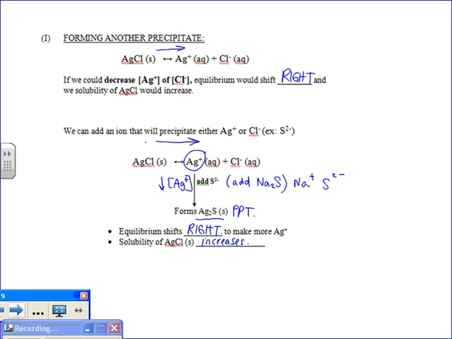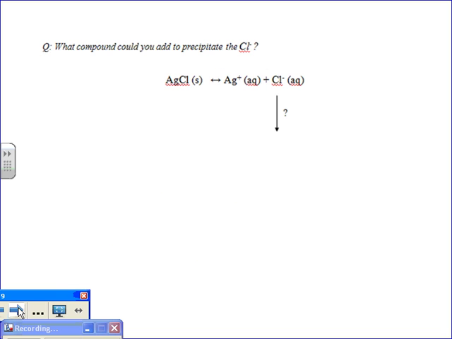Okay, because more solid dissolves to replenish that silver plus ion. I could have also forced a shift to the right by precipitating out the chloride from my saturated solution.